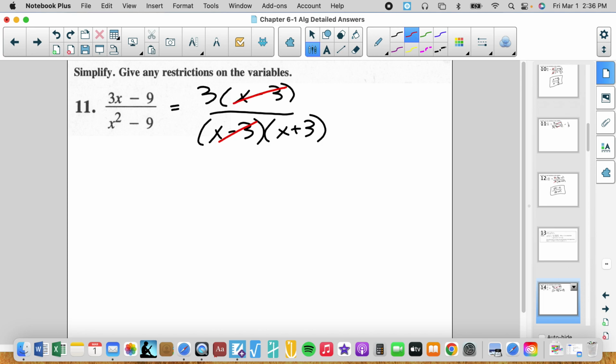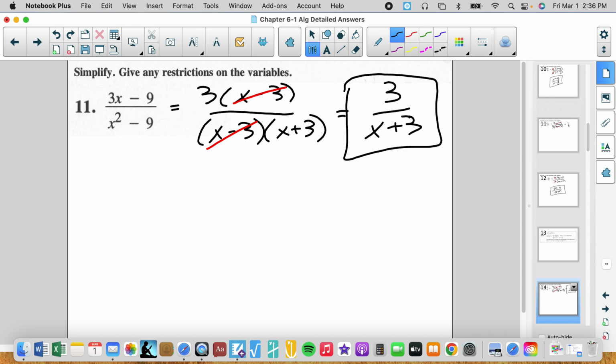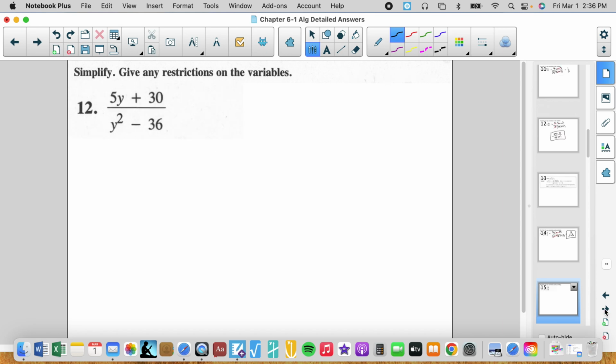And the x minus 3 cancel. You're left with 3 over x plus 3. And that's your answer. Those 3's cannot cancel. The 3 in the denominator is being added, so that can't be canceled with the numerator.